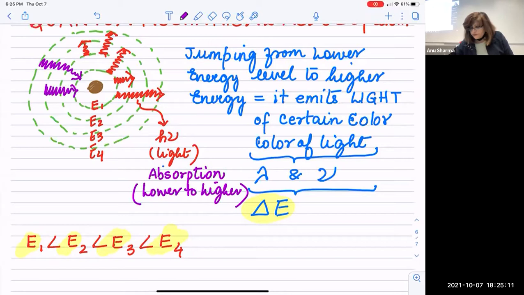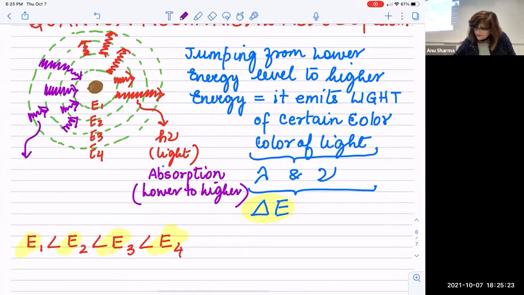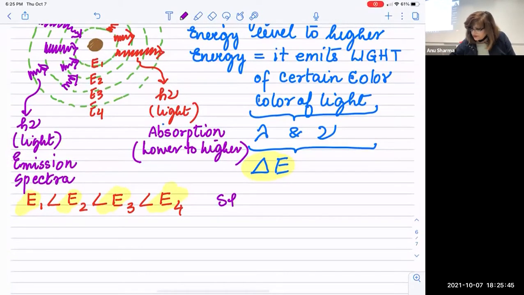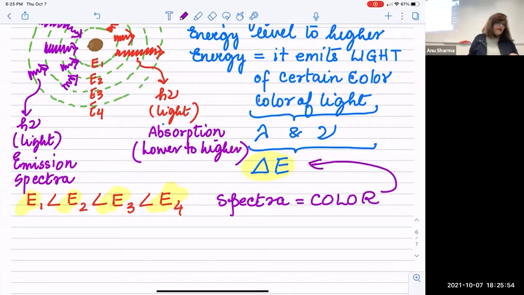So moving from E4 to E1, E3 to E1, E2 to E1, or even from E4 to E3 or E3 to E2, all of these involve light. This is the emission spectra. Anytime we talk about spectra, it is associated with colors, and those colors are associated with energy. And we were able to get to the value of this energy.